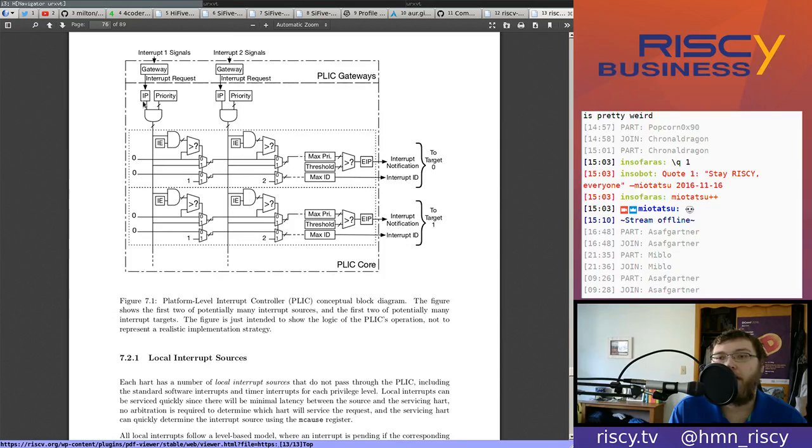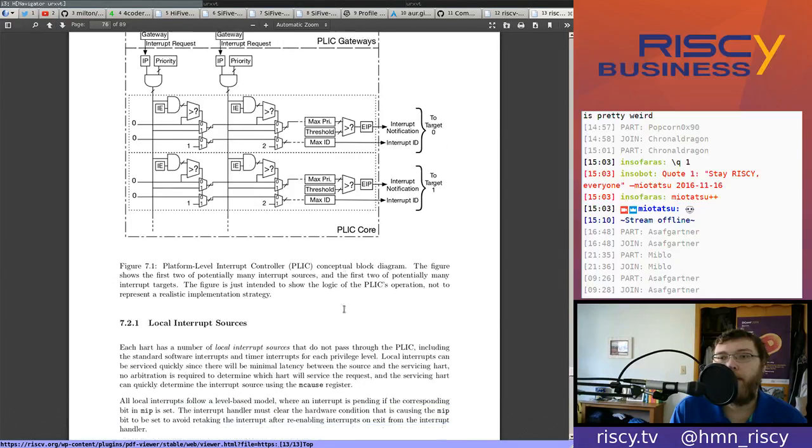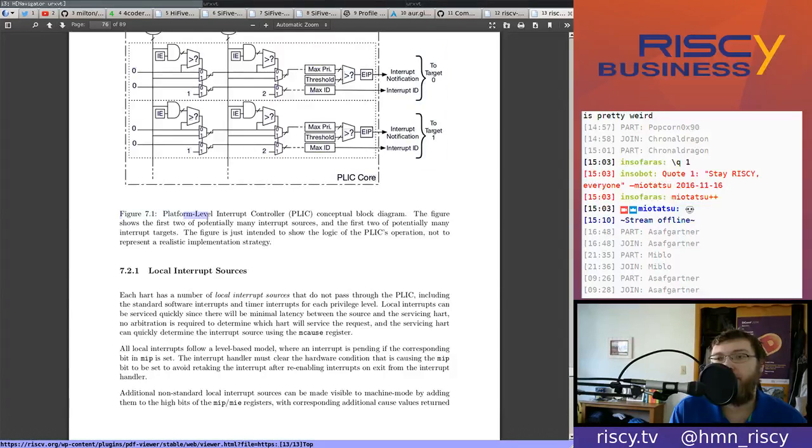So gateway, interrupt request, IP priority. And then it flows through some circuitry. Interrupt notification, interrupt ID. So platform level interrupt controller conceptual block diagram. The figure shows the first two of potentially many interrupt sources, and the first two of potentially many interrupt targets. The figure is just intended to show the logic of the PLIC's operation, not to represent a realistic implementation strategy.